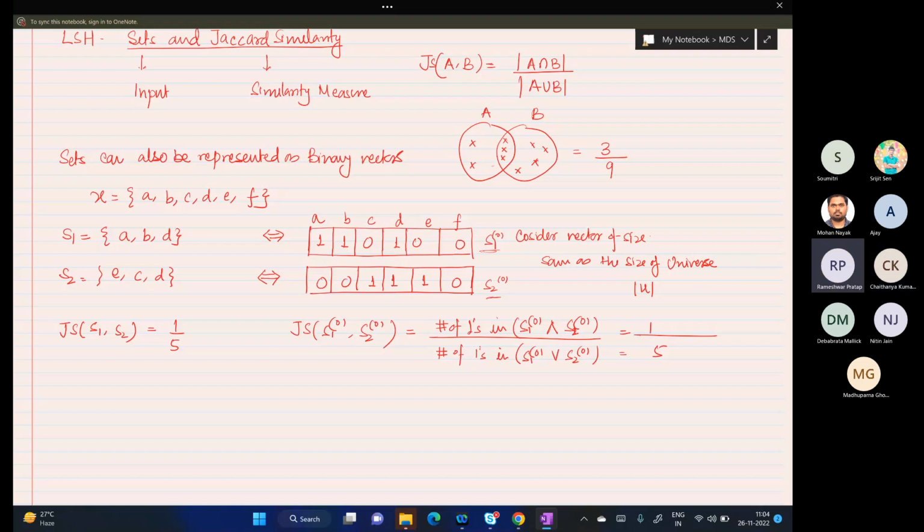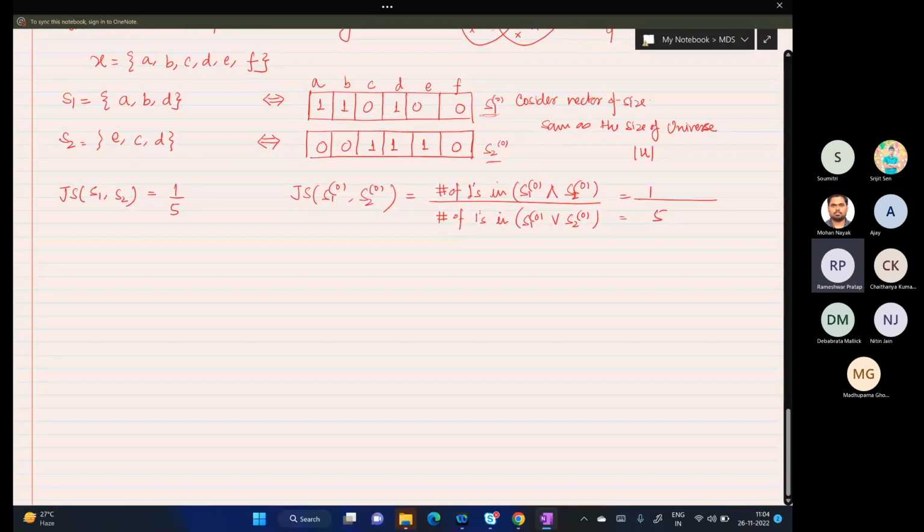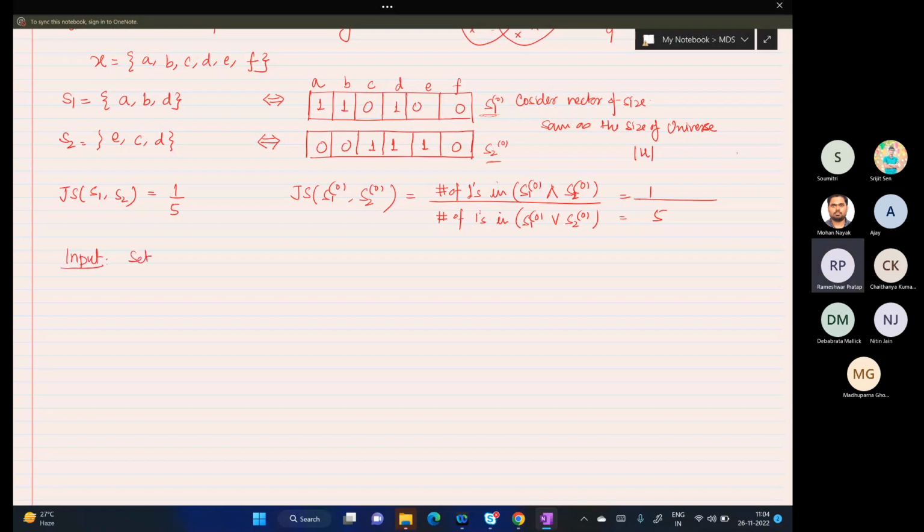Okay, thank you, sir. Now we'll see an LSH algorithm for sets or binary vectors that approximates Jaccard similarity. So our input is a set or binary vector, and the similarity measure is Jaccard similarity.